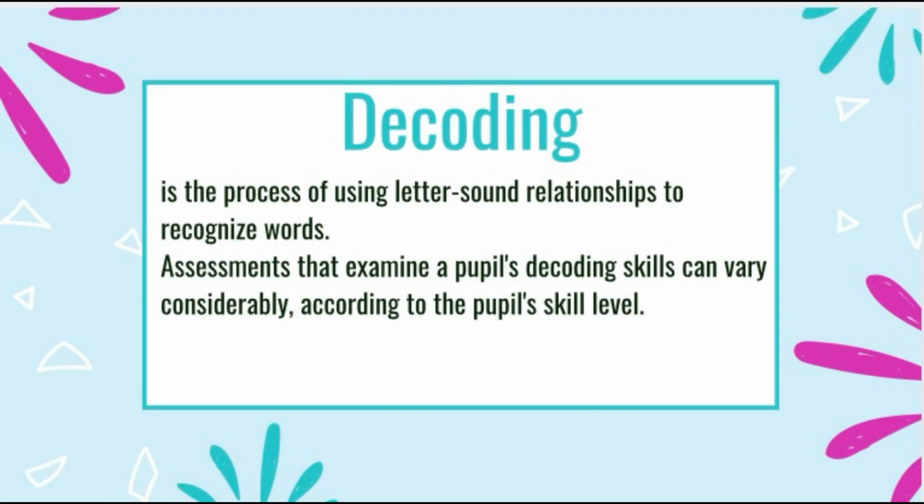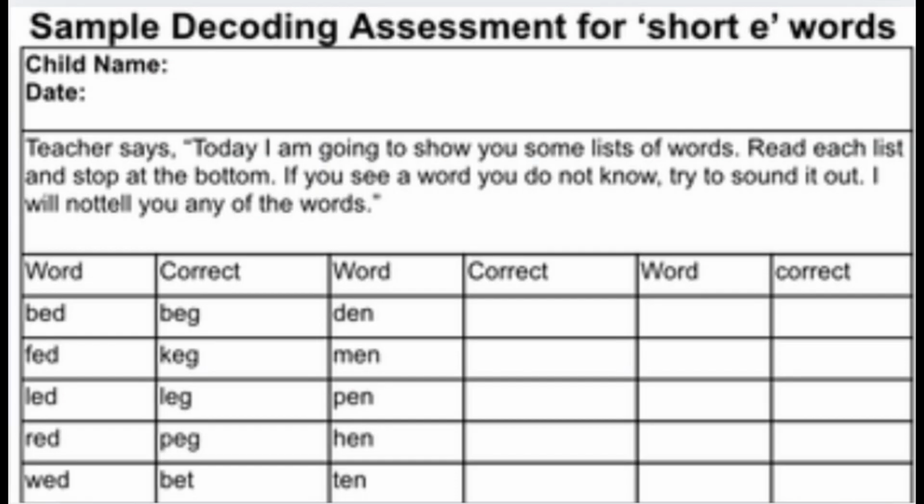Now let's proceed to decoding. So decoding, meaning to say, is the teacher checks if the pupils can read words correctly by looking at how well they sound out or recognize words. So this assessment helps the teacher know if the pupil can read words accurately. We have here a sample decoding assessment for short E words.